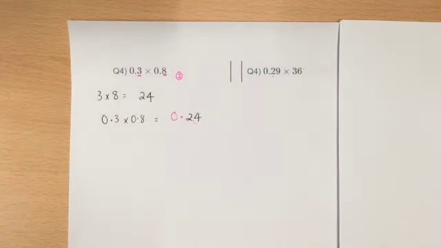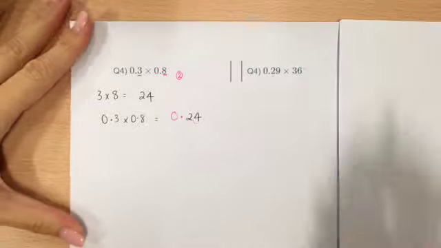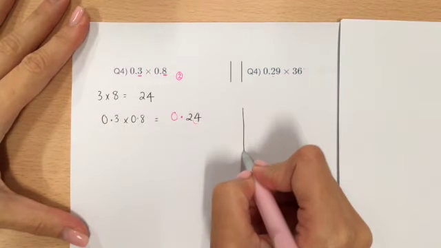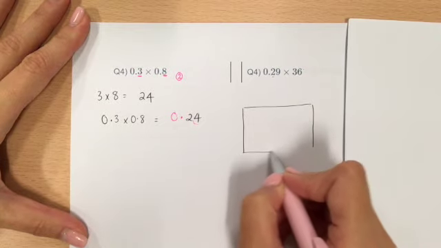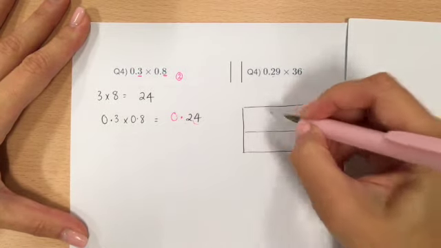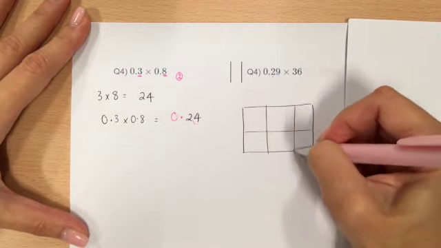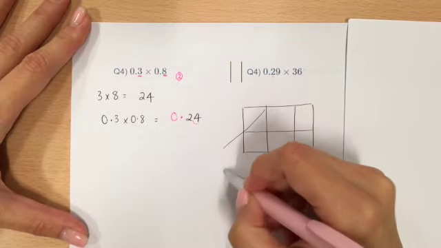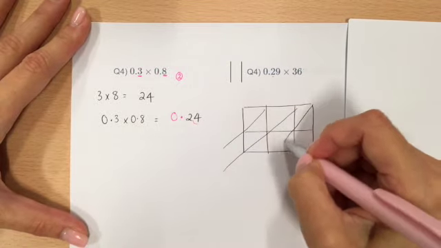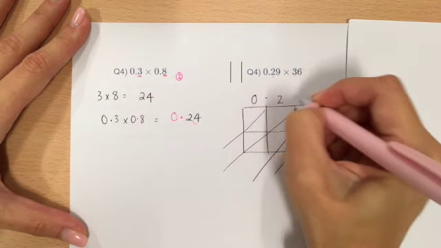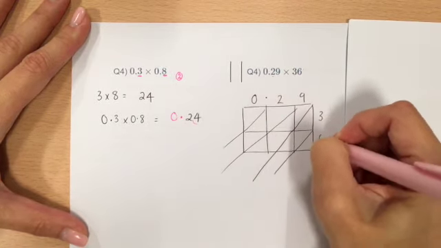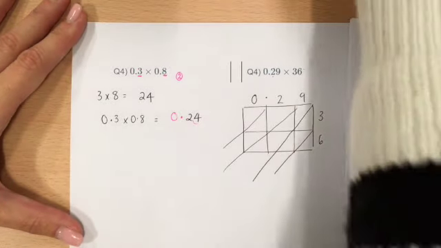Okay, I'm going to show you another way using Napier's bones. So if you're familiar with Napier's bones, you could use this method. So I would draw out my grid. Okay, I've got to have 3 across because I've got 0.29. Drawing my diagonals. Okay, so I've got 0.29 and 36 down the side. So I'm going to do my multiplications now.